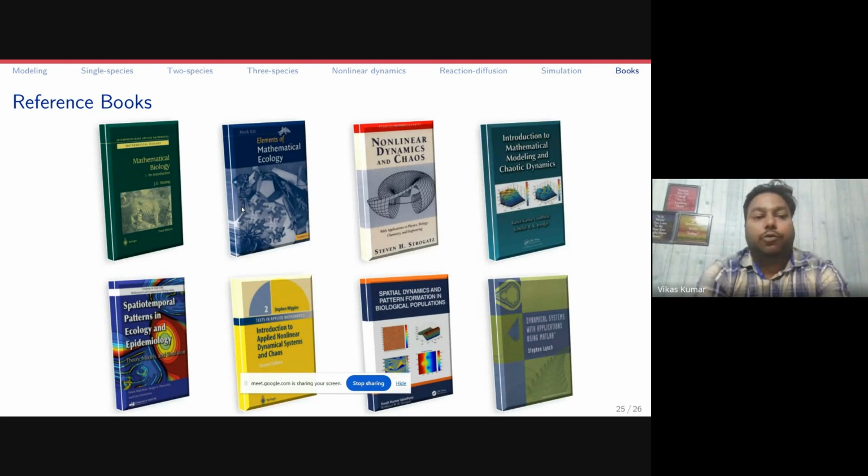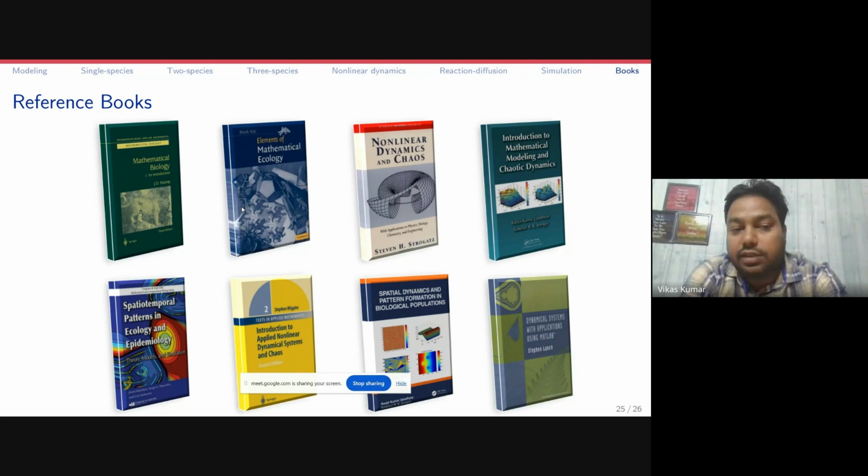And the last, I would like to refer you to some books. These are the reference books that I have used during my PhD, and still I'm using those. So these are the reference books. First of all, it's Mathematical Biology by J.D. Murray. So you can use the J.D. Murray book. There are two volumes of this book.